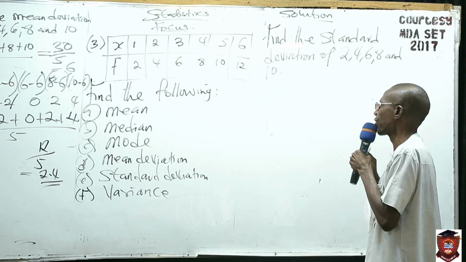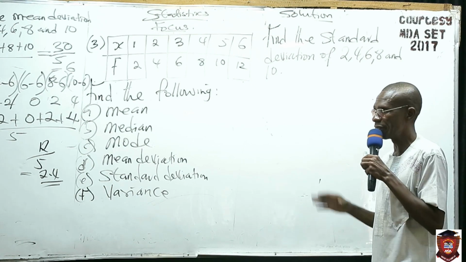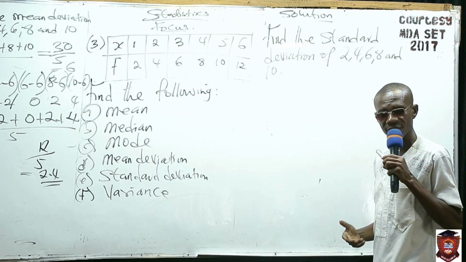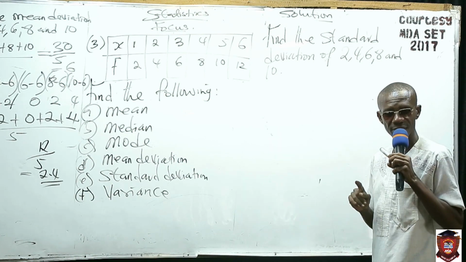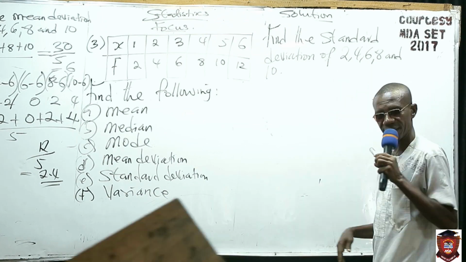Find the standard deviation of 2, 4, 6, 8, and 10. I'm doing the rudiments first before we go over to this one. So you need to understand all these ones first before you go over to this one. Find the standard deviation of 2, 4, 6, 8, and 10.